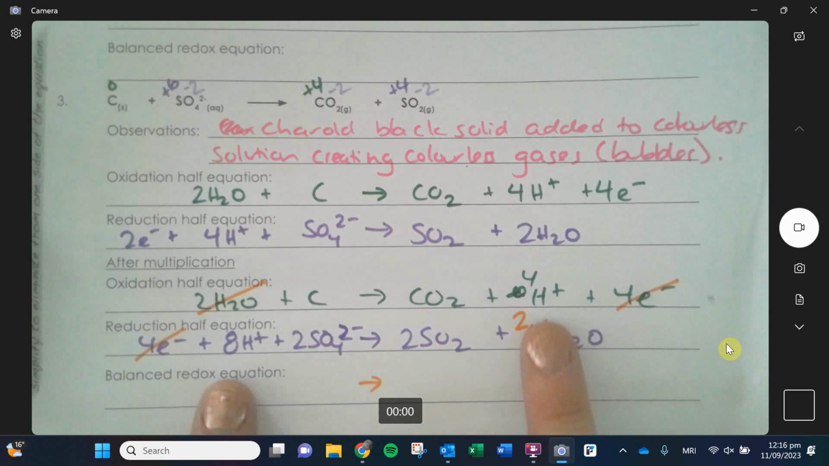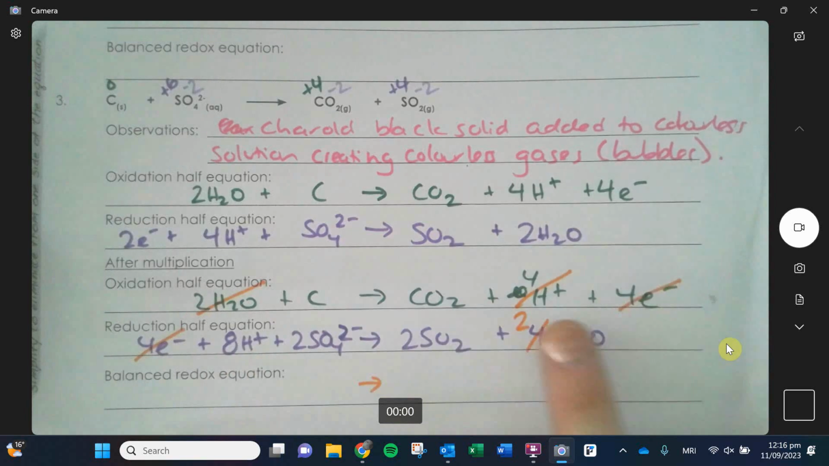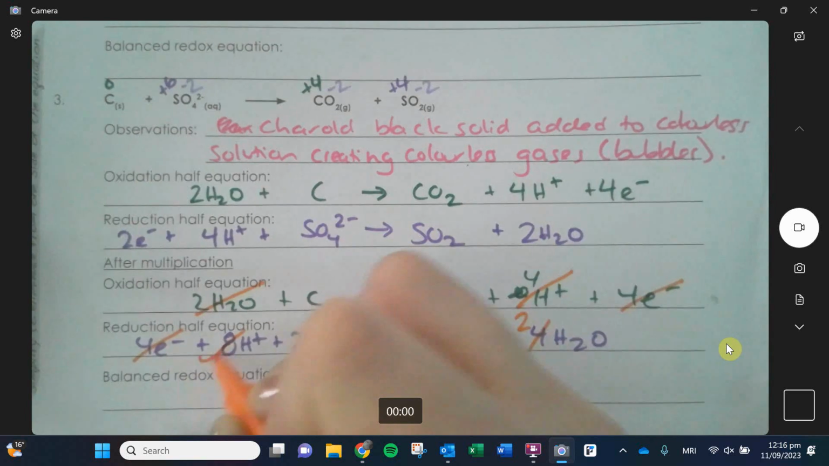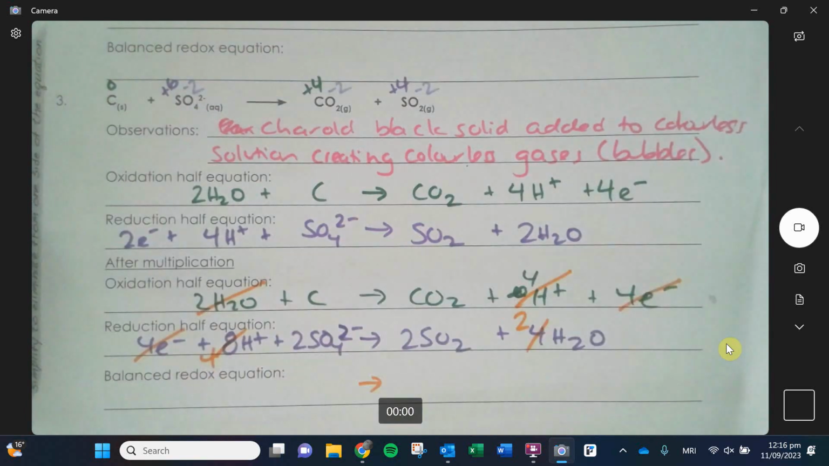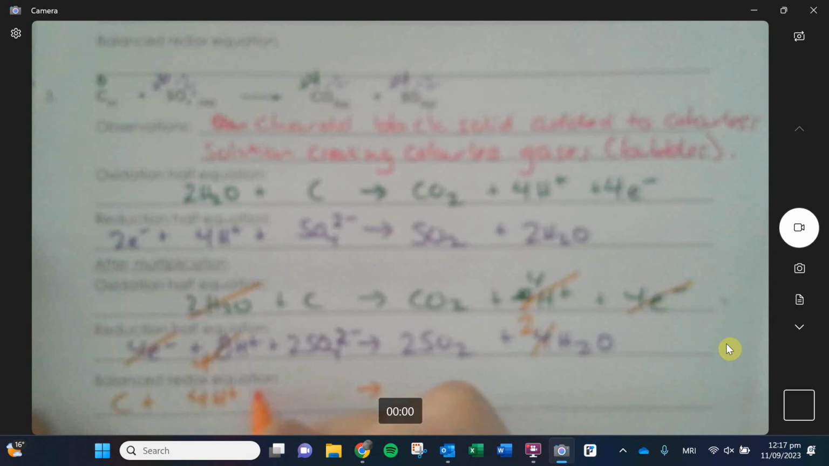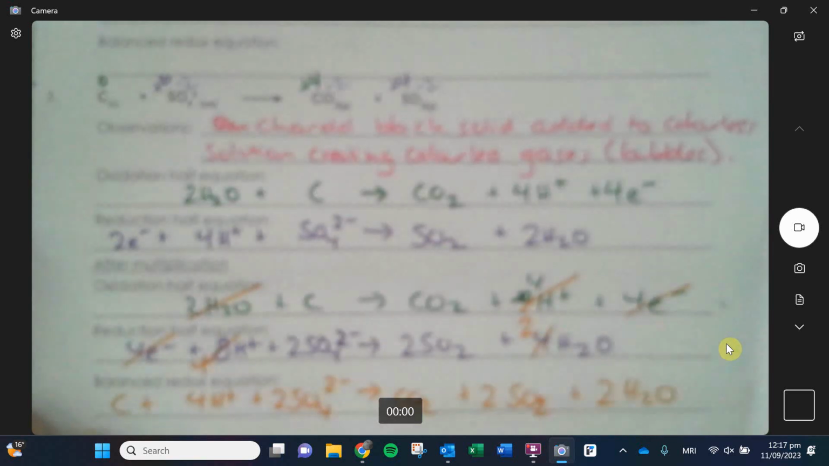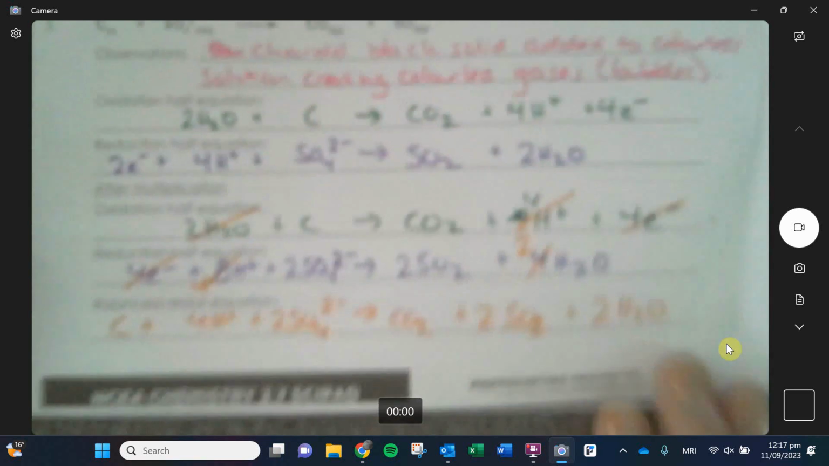The last thing are my hydrogen ions. There's 8 on this side, there's 4 on this side. I can get rid of all 4 of these, and since I've gotten rid of 4 of these on this side, I'm going to take away 4 on this side as well, on the opposite. And then I just put it all together. So I have carbon plus 4 hydrogen ions plus 2 sulfates yields carbon dioxide plus 2 SO2 plus 2 H2O.